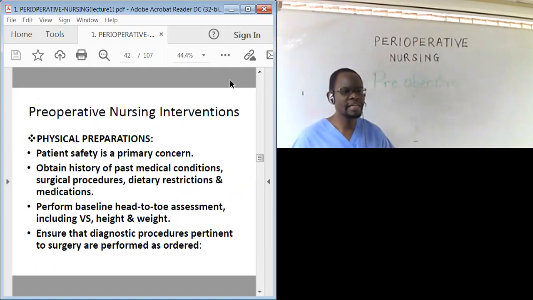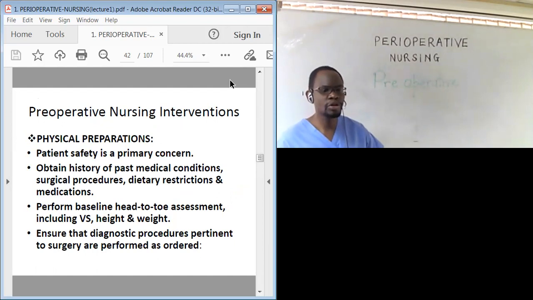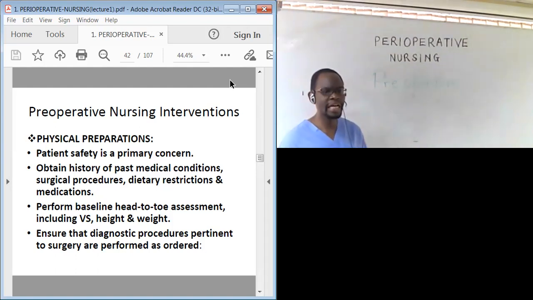So the different interventions, physical preparation, patient safety is also very, very important. In other words, to make sure that the patient is safe. Sometimes patients are given preoperative medications that make them dizzy. Like, for example, we are going to see that there are some anxiolytics that are given. And once they are given, these medications can make them dizzy. So it is your role to make sure that these patients do not fall off their bed. So patient safety is very, very important.